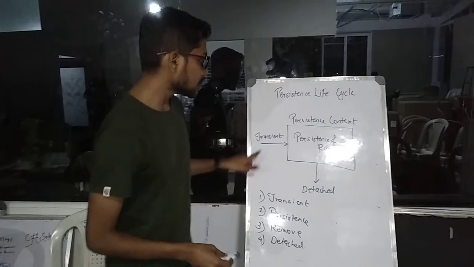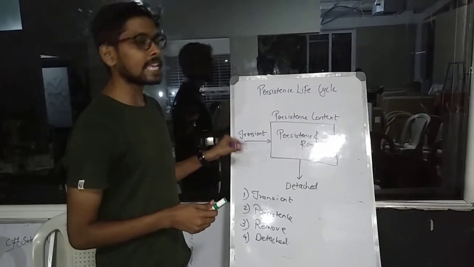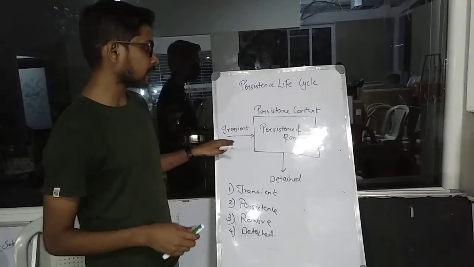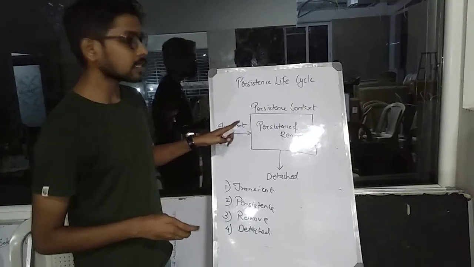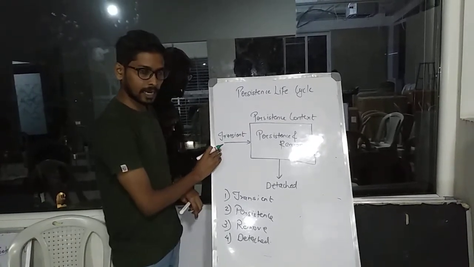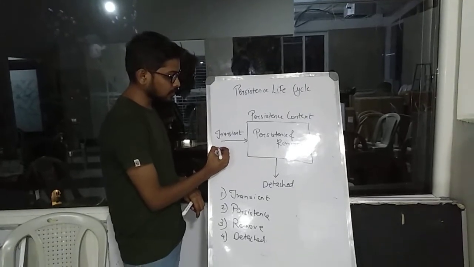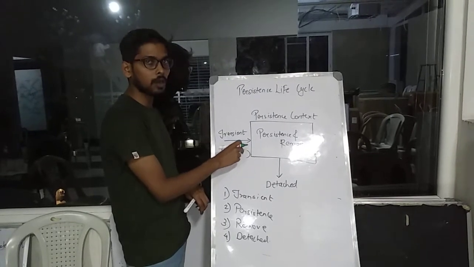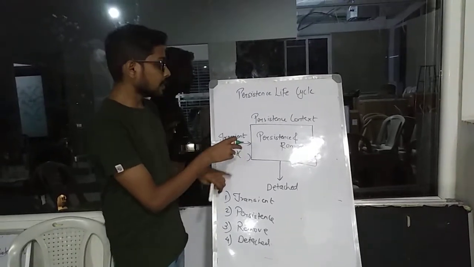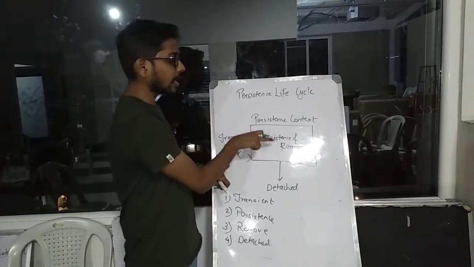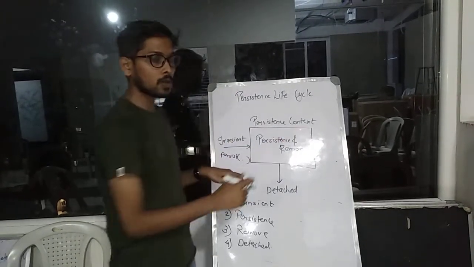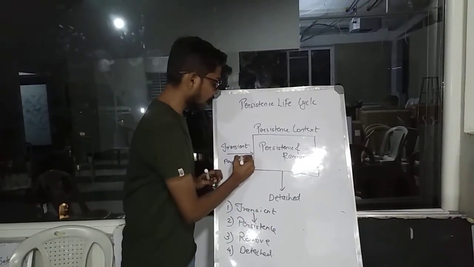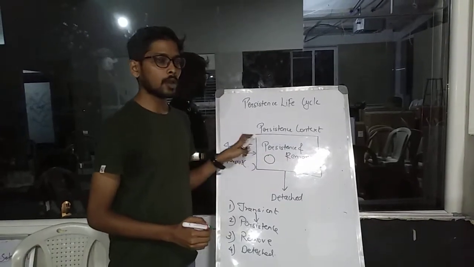In the transient state, the entity will be stored in the heap memory. When the entity is created and stored in the heap memory, and we use the persist method and pass the entity object, then that entity will enter into the persistent context. So from transient, it is now going to the persistent state. Now our entity has entered the persistence context.